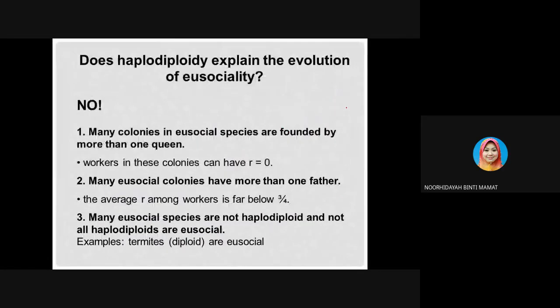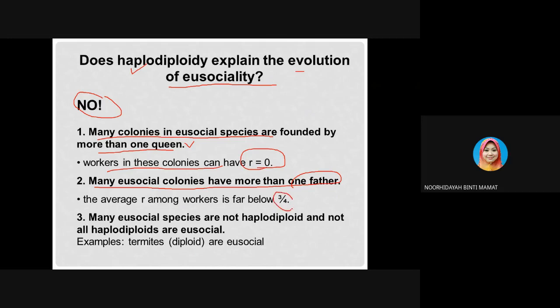So, does haplodiploidy explain the evolution of eusociality? Is haplodiploidy the only factor that explains the evolution of eusociality? The answer is no, because many colonies in eusocial species are founded by more than one queen, not only one queen. So the workers in those colonies can have zero relatedness. The second reason is that many social colonies have more than one father, so the average coefficient of relatedness among the workers is far below three quarters.